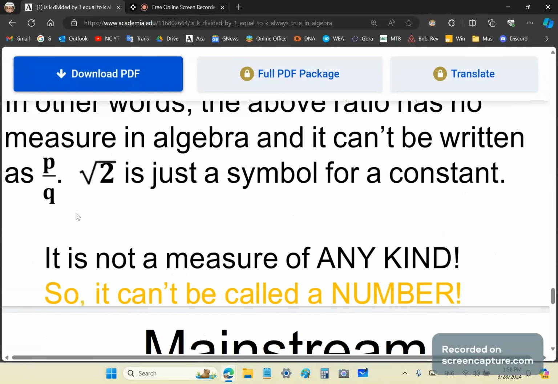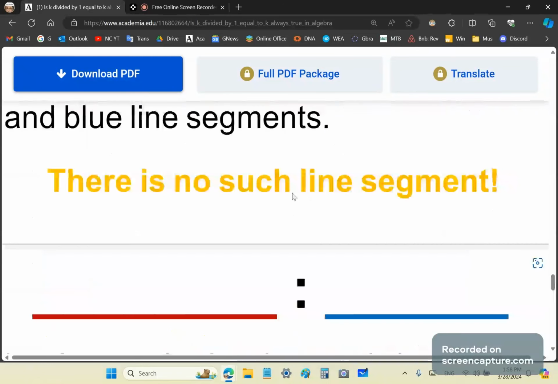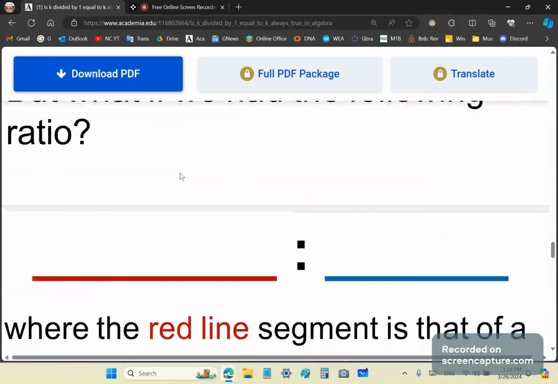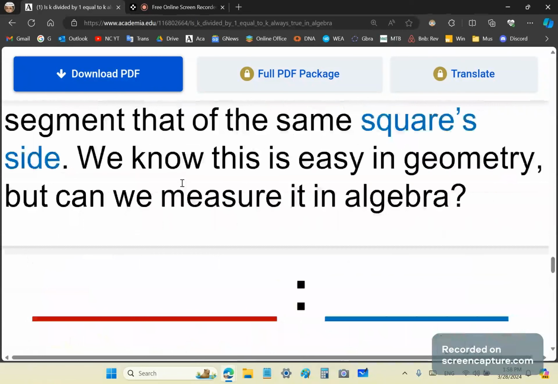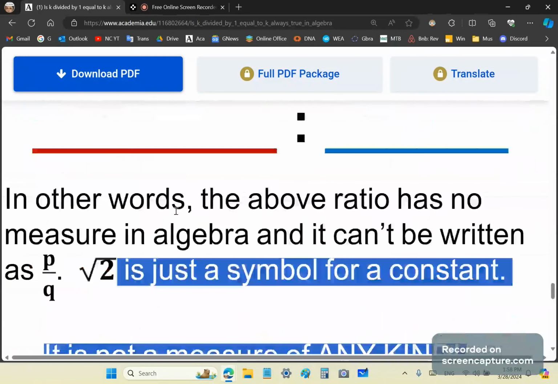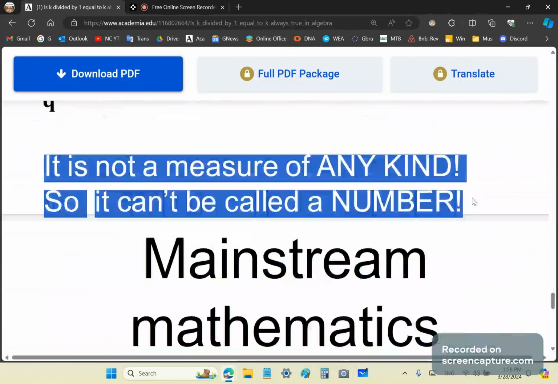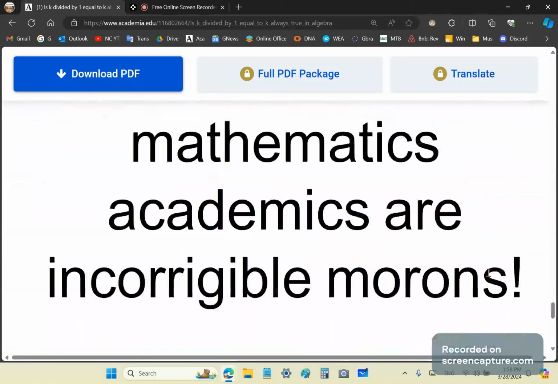So square root 2 is not a measure of any kind, so it can't be called a number, okay? Right? You see? Did you see how I showed you here how you can actually measure a ratio starting right from the beginning? And then I presented this nasty little ratio here, which overwhelms your circuitry. Okay? Now, mainstream mathematics academics do not understand these things, but now hopefully with this video, they'll have a better chance.